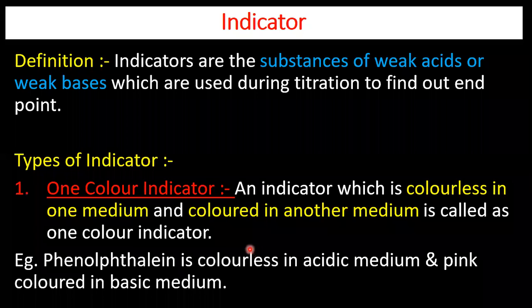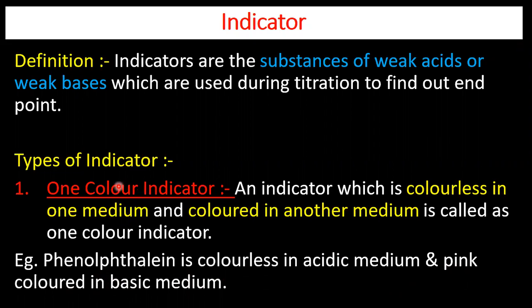Example, phenolphthalein. This is the famous indicator we use in our laboratory for the titration between acid and base. Phenolphthalein is colorless in the acidic medium and it is pink colored in a basic medium. When the solution turns basic, phenolphthalein starts showing the pink color. We have noticed that and done this practical so many times during our laboratory hours. So this indicator is called a one color indicator.